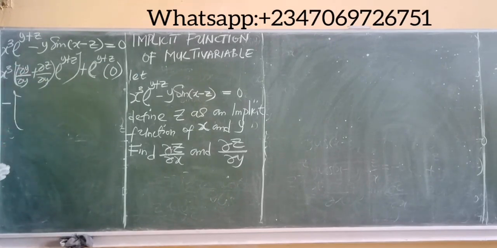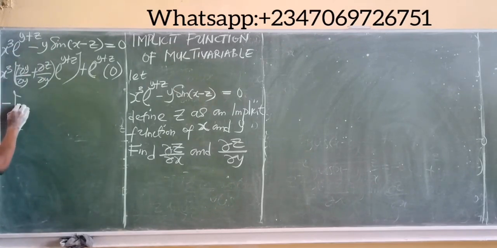Now I move over to the next part. Let me open a square bracket and put down my minus. Now I have y multiplying sine x minus z, so I'm also going to apply the product rule to differentiate these two functions. First I keep y as constant and differentiate sine x minus z with respect to y. Then I keep sine x minus z as constant and differentiate y with respect to y. That's the product rule. So let's start.